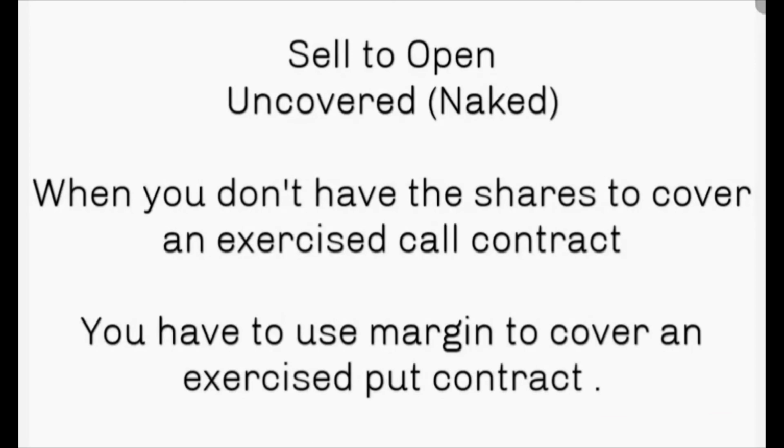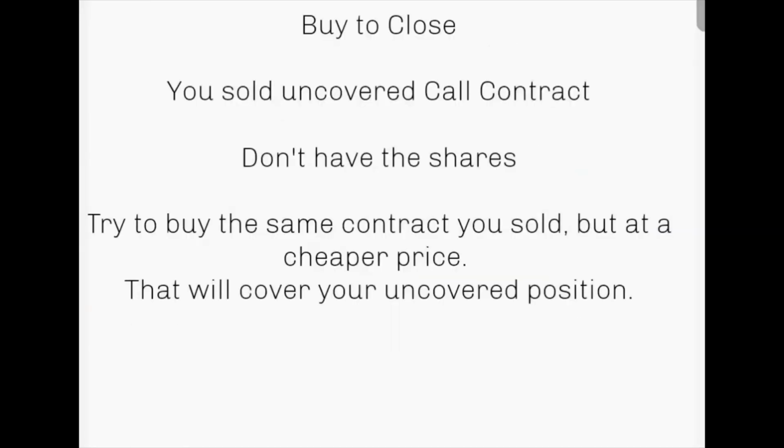Okay, a sell to open uncovered call or put contract is when you don't have the shares to cover an exercised call contract, or you don't have the cash to cover an exercised put contract, and you have to use margin. So if you find that you ended up selling your uncovered contracts, and you don't have the shares, or you're going to have to go into margin to cover the puts, what you can do is try to buy the same contract you sold, but at a cheaper price or close to what you sold it for. That's called buy to close, and that will end up covering your uncovered position.